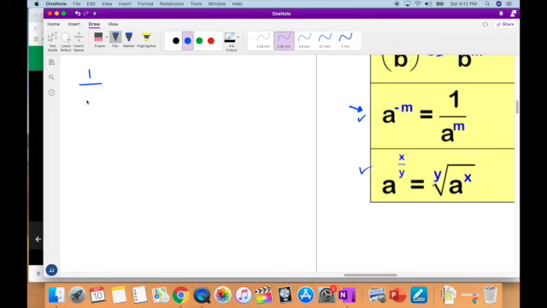Now let's prove this. How are we going to prove this? 1 all over a squared is equal to 1 all over a times a. Anybody prove this? What about this one? Anybody prove this one yet? No? So how do you get this negative 2? What is a to the power of a negative number? What is that?